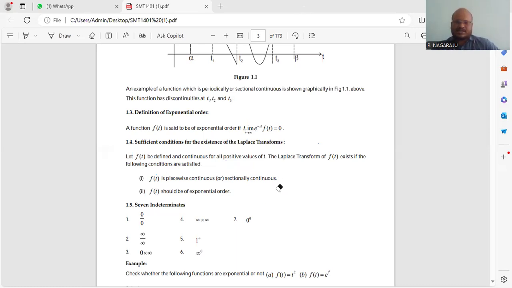And here some conditions are there. We can call this the L'Hospital rule, used when the limit does not directly exist. There are seven indeterminate forms: 0 by 0, infinity minus infinity, 0 power 0, infinity by infinity, 1 power infinity, infinity power 0, and 0 into infinity. So these are the indeterminate forms.